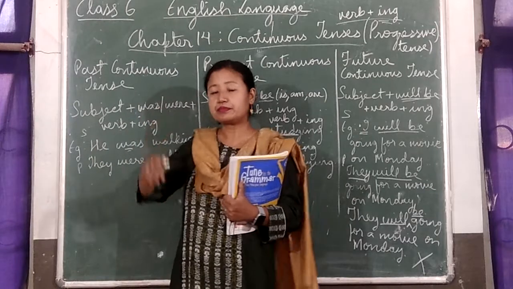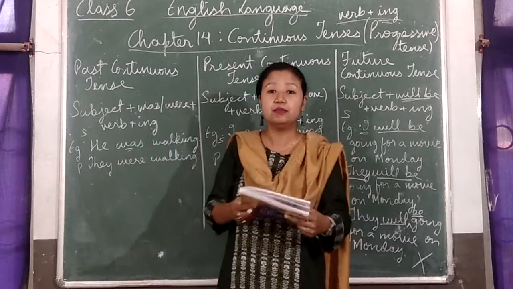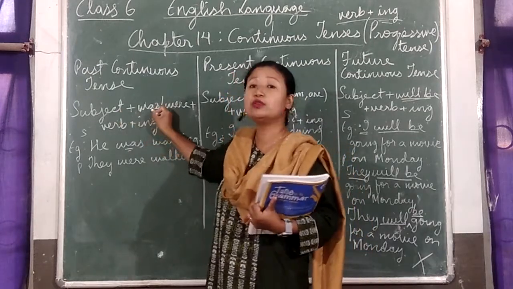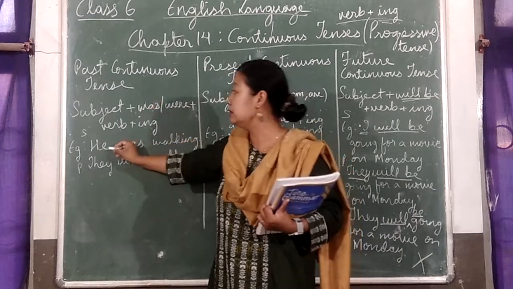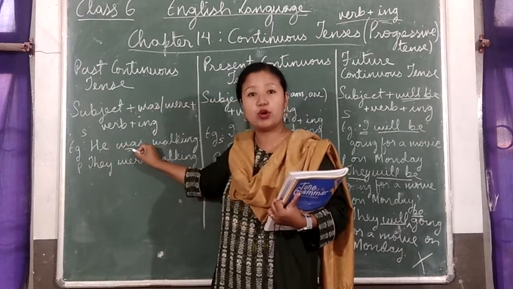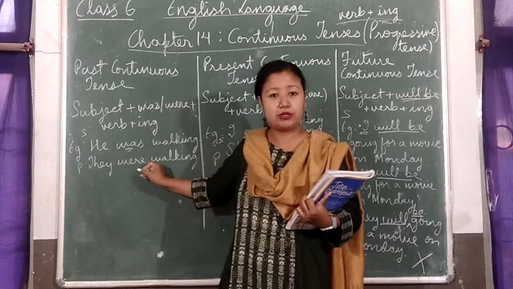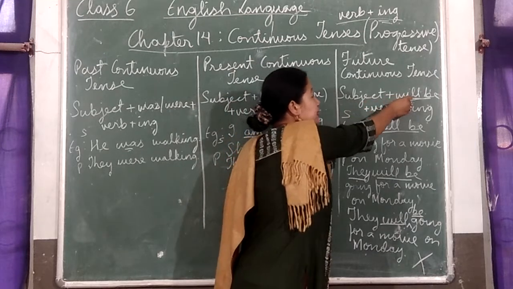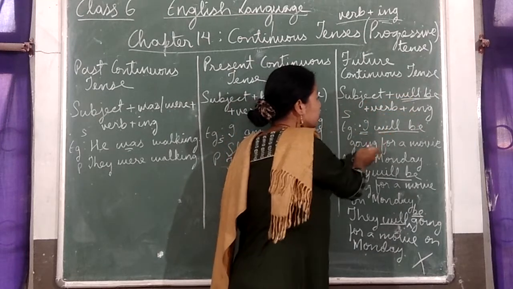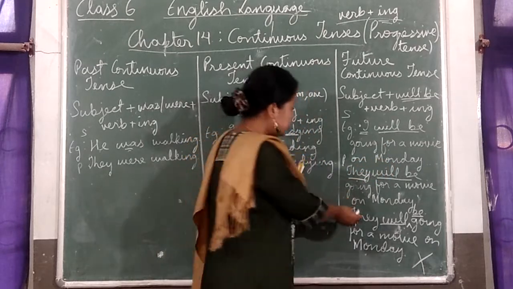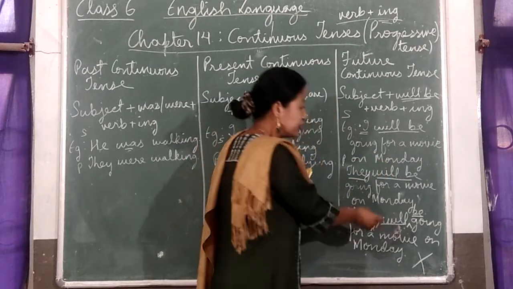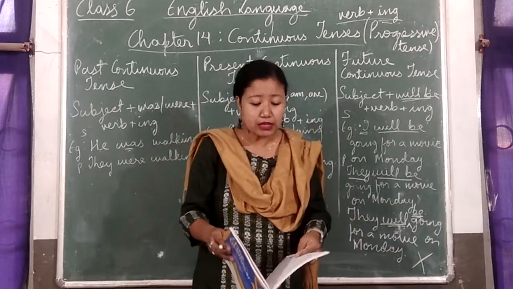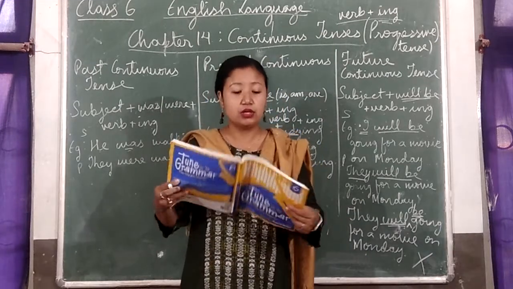Then past continuous, actions that were happening in the past. We also read the examples from the book. So subject plus you will use was or were, again depending on the subject. If it's singular, then you will use was. If it's plural, then you will use were. Then future continuous tense. Again, subject will be, it's always there, then verb plus ing. I will be going for a movie on Monday. So it is never "they will going for a movie". You will always have to write will be, shall be. So I'll stop here. I hope you understood.